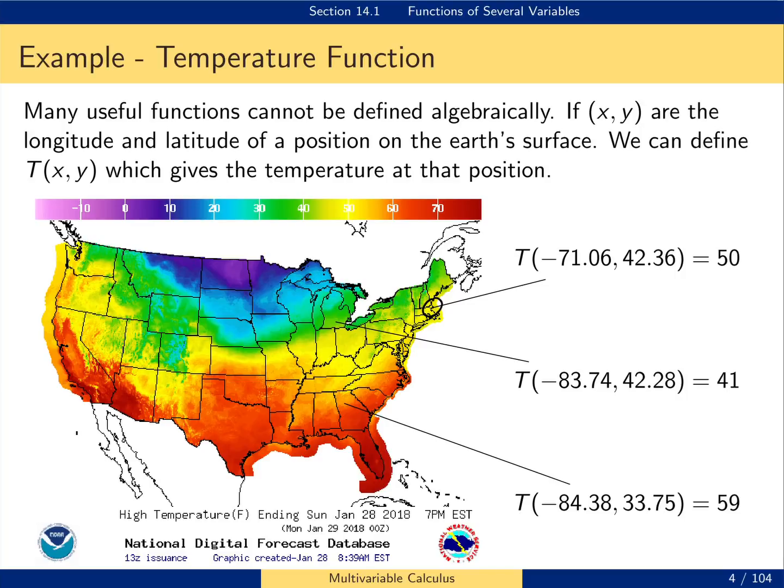If we travel west to Michigan, where the coordinates are negative 84 by 42, the function decreases to 41. If we head south to Atlanta at negative 84 by 34, the function jumps up to a very pleasant 59. This is a very useful function with a lot of practical applications, but there is no hope of finding some polynomial or other mathematical expression that computes the temperature at every location in the country.